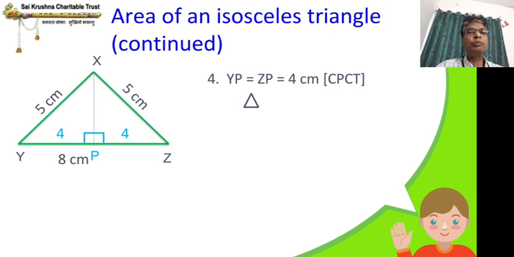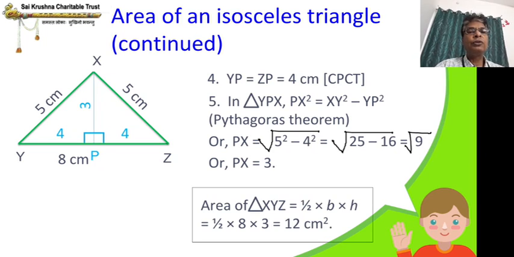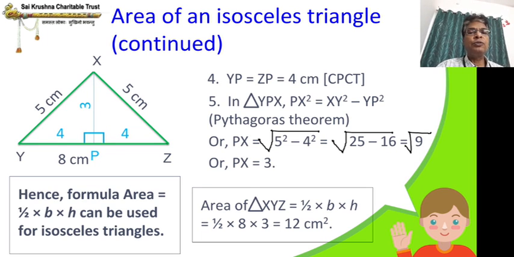From this we are going to use Pythagoras theorem again. These are all simple rules. I have put the values here because there is no separate formula. So XY square equal to 4 square plus the XP square, which XP we don't know, or PX. So PX equal to root 9 equal to 3. So we have got it. Now I put the root 3 also. Area of triangle XYZ equal to half BH, 12 centimeter square. Hence we can use this formula for isosceles triangles also.